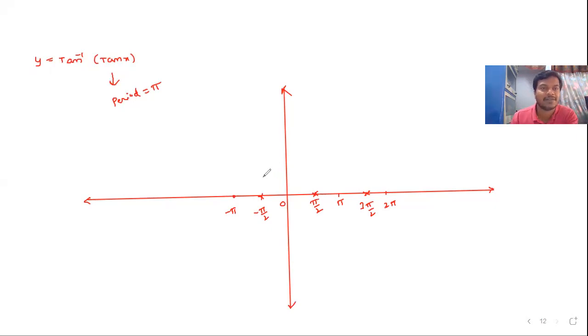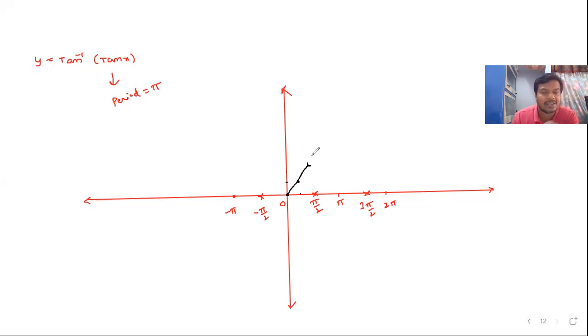Let us see the graph of tan inverse of tan x. First, by substituting 0, it becomes 0 only. When you write pi by 4, automatically it is pi by 4. Why? Because tan pi by 4 is 1, tan inverse of 1 means again pi by 4 we get. So here, and at pi by 2 it is not defined. So we get like this.